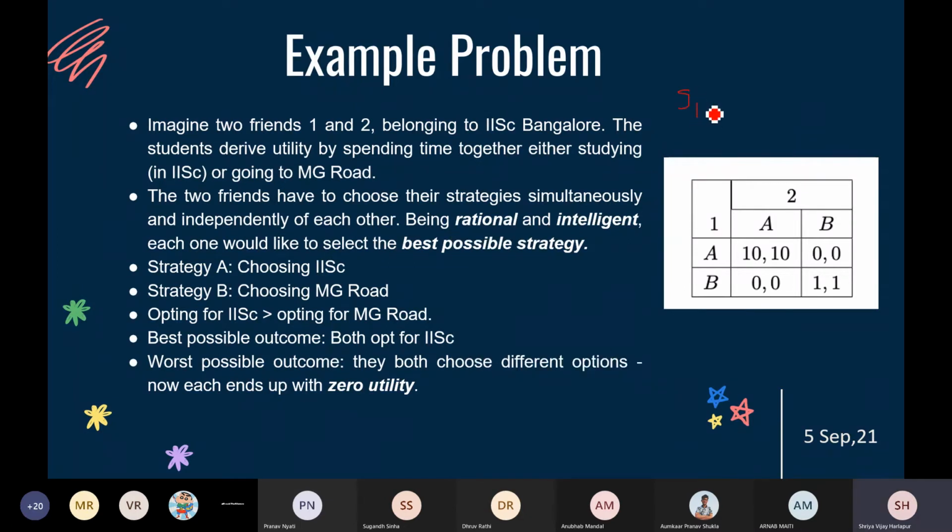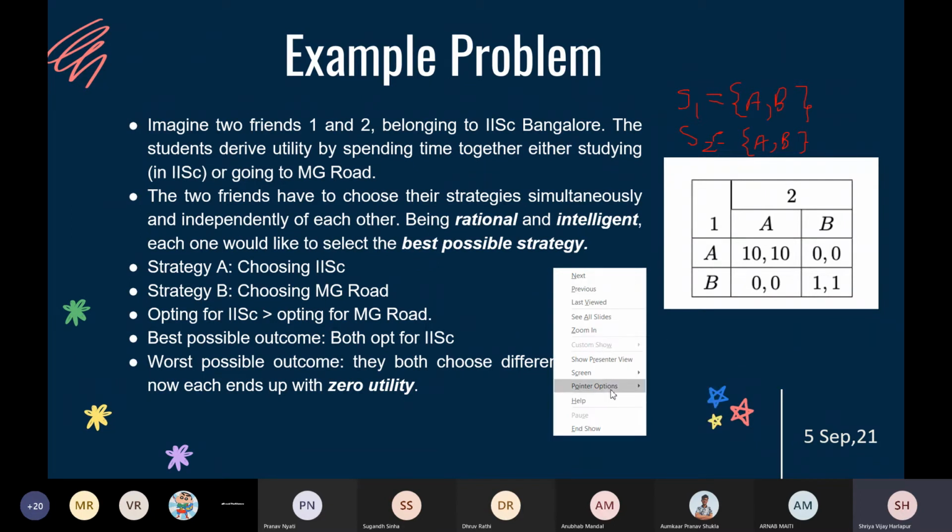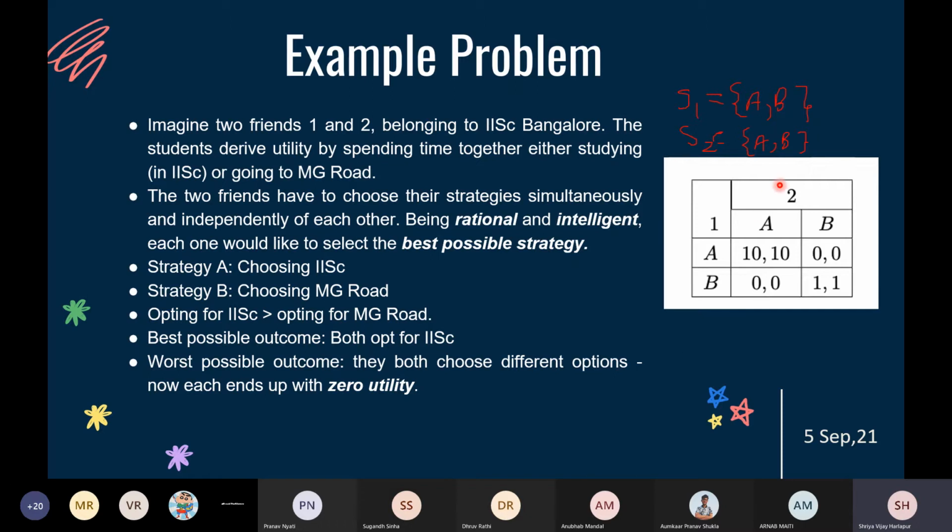So S1 will be {A, B}, an unordered set, because player 1 can either choose to go to ISC or to go to MG Road. Similarly, S2 will also be {A, B}. So that's how the strategy sets are defined. In this case, the strategy sets are the same for both players. In some cases, player 1 will have one particular set of options and player 2 will have another set of options, and so in that case, the strategy sets will be different. But in this case, the strategy sets are the same and the utilities are the same for both players. Is that okay? Yeah, I got it.